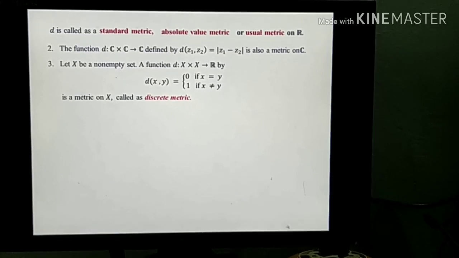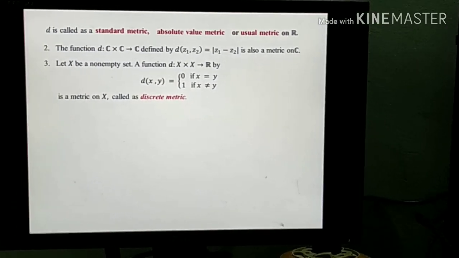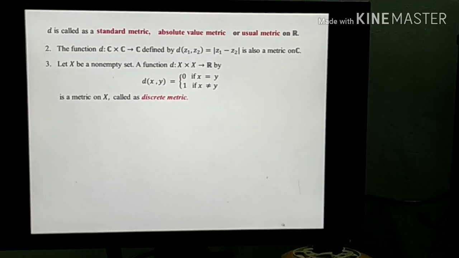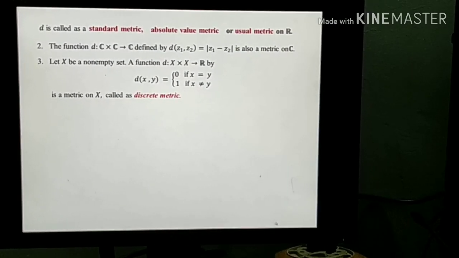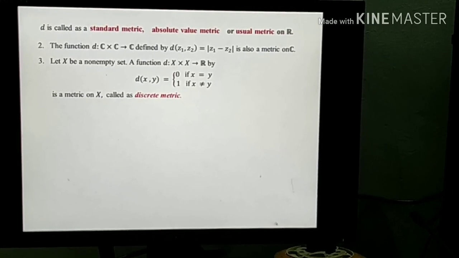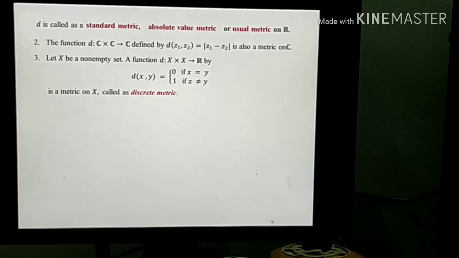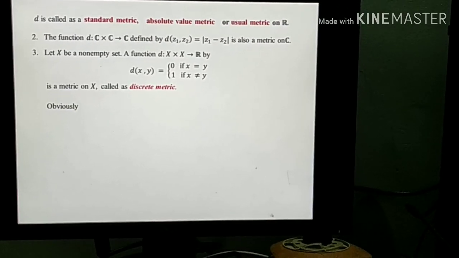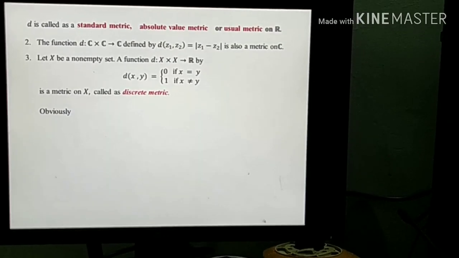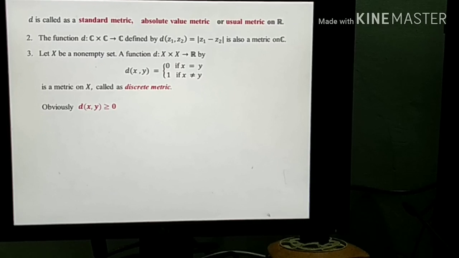Now we are going to verify that this d satisfies all four properties of a metric. If we observe carefully, we can conclude that d(x,y) is always greater than or equal to 0 because its value is either 0 or 1. Therefore d(x,y) is greater than or equal to 0 for all x, y belonging to X, and the first property, the non-negative property, is trivially satisfied by d.